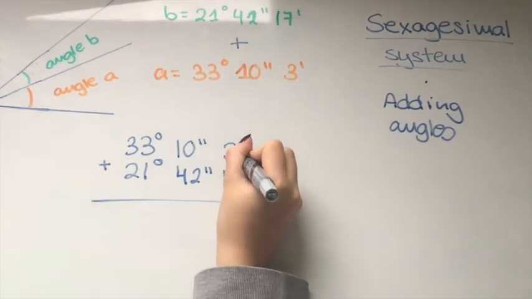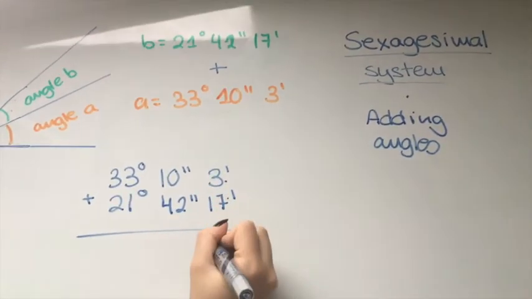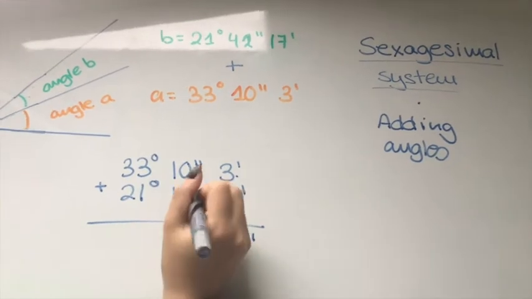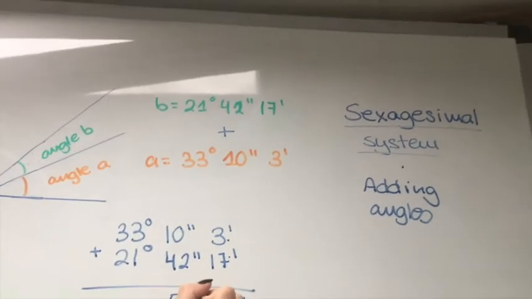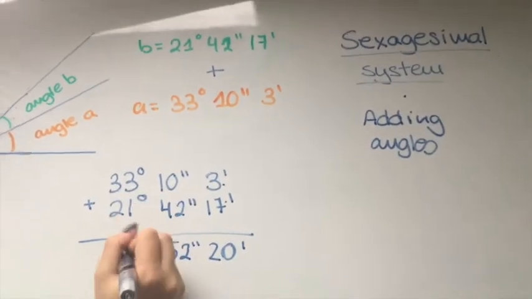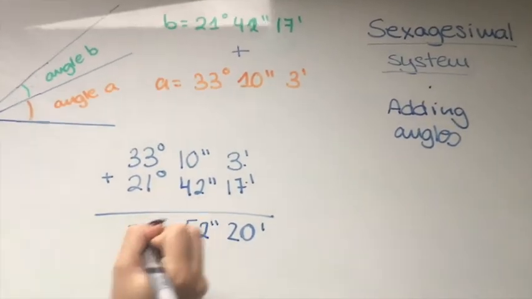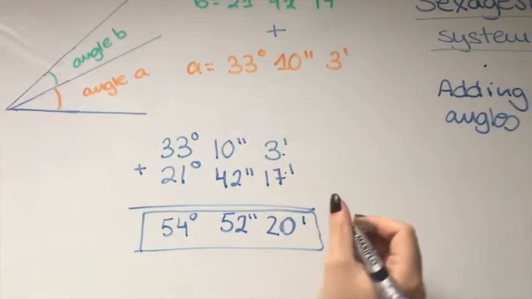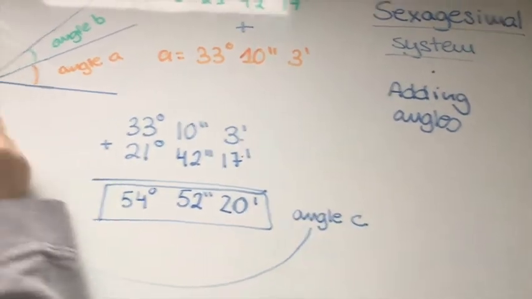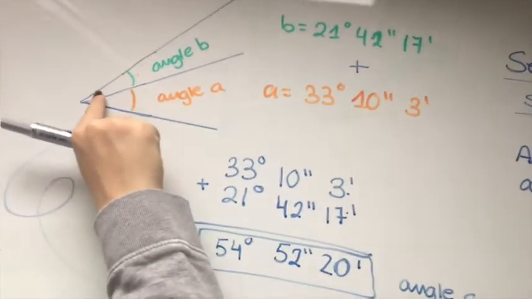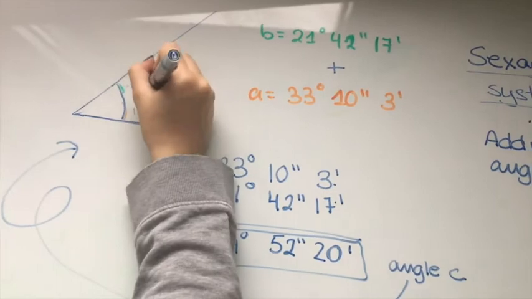Now we add the seconds with the seconds together. So 3 plus 17 equals 20. Then we will move to the minutes and we will add the minutes together, as you can see in the video. And then we will move to the degrees and we will add the degrees together. 54 degrees, 52 minutes, and 20 seconds is the result of adding together angle A plus angle B. We can call it, if we want to, angle C, and we will draw it by mixing together the angle A and angle B, as you can see in the video.